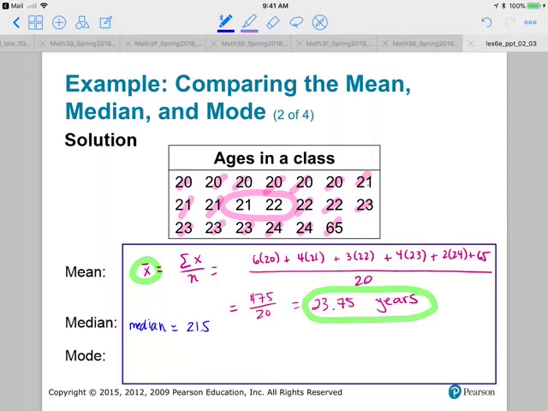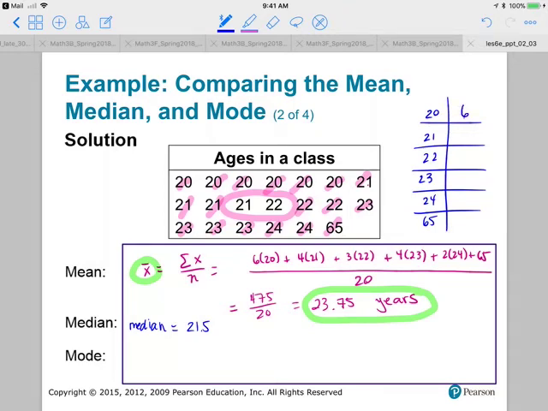And the mode is the most popular response. So what's my mode? 20, 21, 22, 23, 24, and then 65. So I had 6 people for 20, 4 people that are age 21, 3 for age 22, 4 for 23, 2 for 24, and 1 for 65. So my mode is 20. So here's a question. If you had to say what is the typical age of a student in this class, which number would you use?